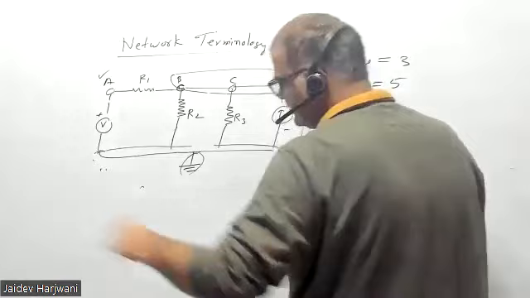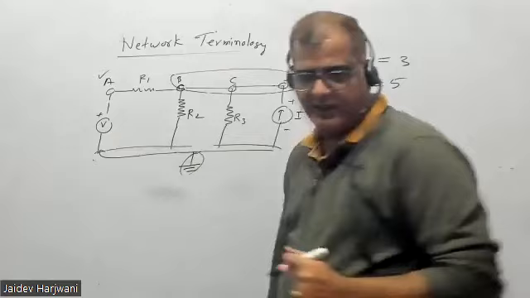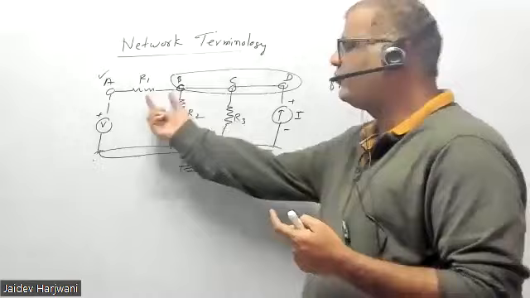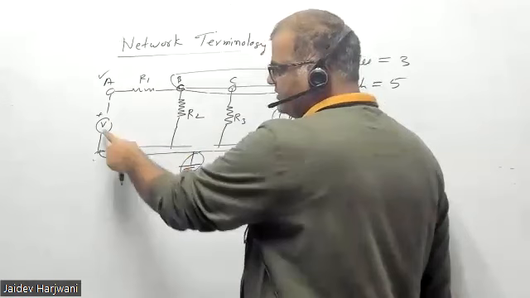Sir, could you explain the branch concept once again? Branch means component. Component means network element. So any component between two nodes. So is this your node? Yes or no? A is a node. Yes, sir. This is also your node, the whole thing is one node. Between them there is a component.